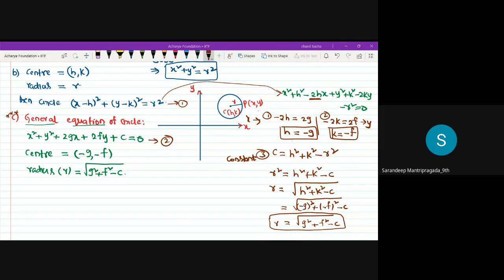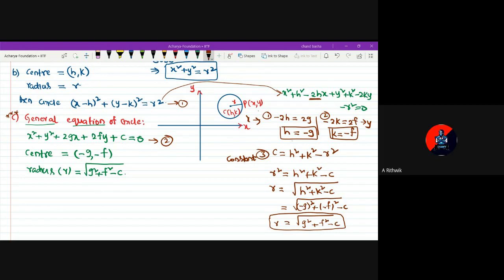Sir, the general equation is an extension of the standard equation, right? Yes, definitely. That is what I told. Equation 1 and equation 2. Equation 2 is reduced to the form of 1. Okay, sir. So how are you getting equation number 2? I have compared after expanding equation 1 by using the (a minus b) whole square formula and comparing equations 1 and 2.